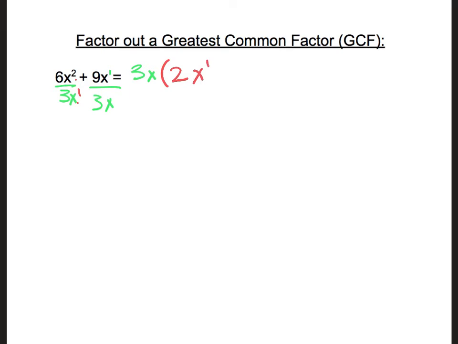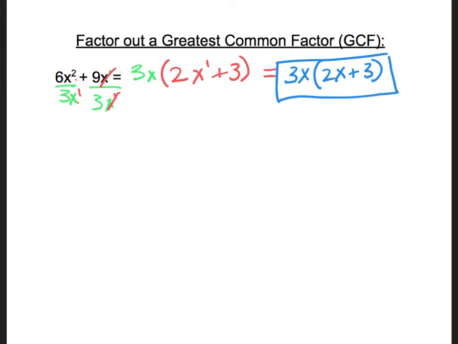And then for the second one, 9 divided by 3 gives you a positive 3. And then we have 1x on top, 1x on the bottom, so those cancel each other out. So your final answer for factoring this would be 3x times (2x plus 3). And that is how you factor out a GCF. You're looking for the biggest thing you can divide each of your terms by.